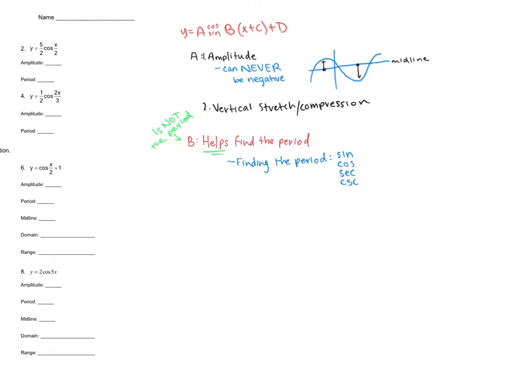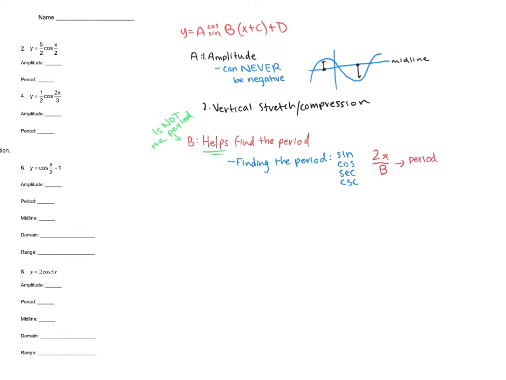Cotangent and tangent have a different equation to find the period. This equation is 2 pi over b. That is our equation. You would take your b value from the equation and plug it into this formula. Then this creates your period.